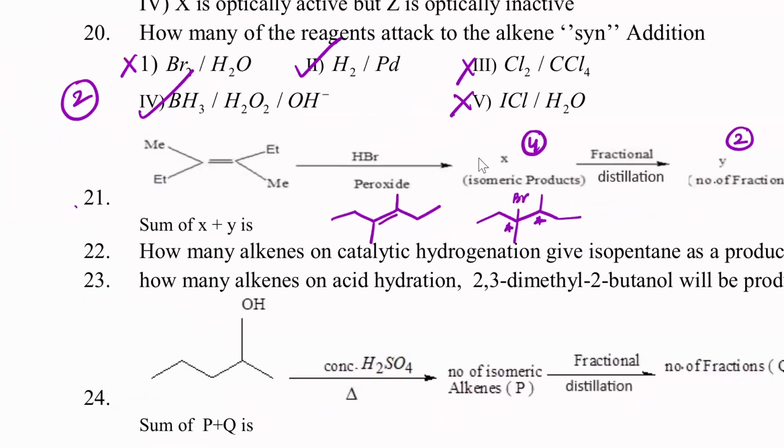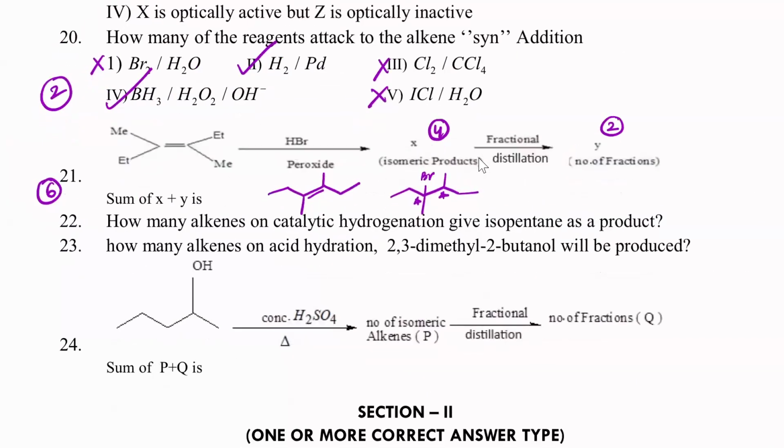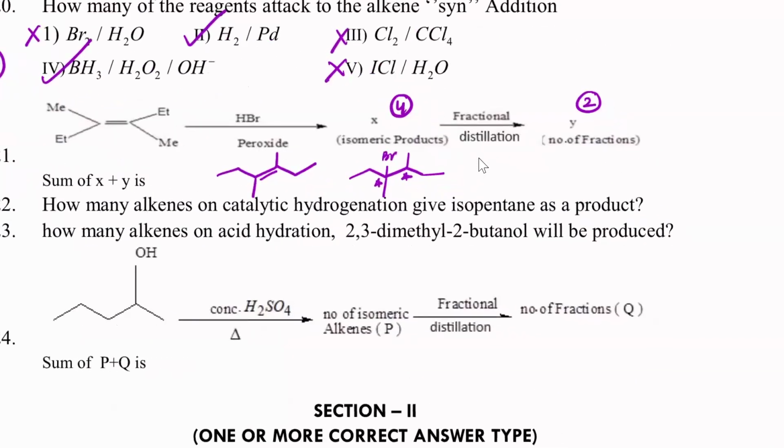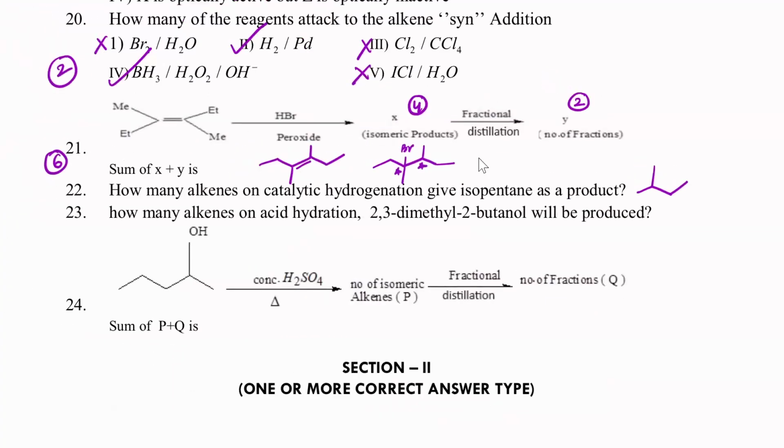So X plus Y is how much? 6. How many alkenes on catalytic hydrogenation give isopentane as product? Okay, so what is isopentane? This is isopentane, everybody. So we need to make all the possible alkenes.